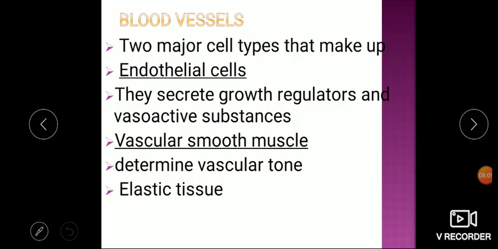And the vascular smooth muscle determines the vascular tone. Again, blood pressure ultimately depends on this. The more the muscle tone, the more the pressure. So these are the key areas. This appears very simple, five or six words, but this is the area of research for cardiovascular and cancer disorders.